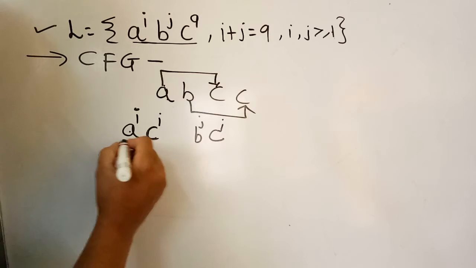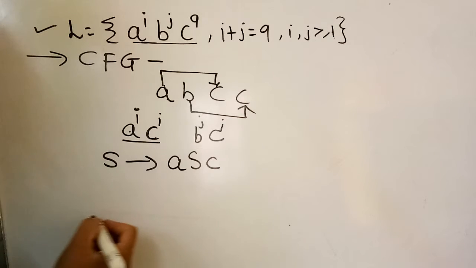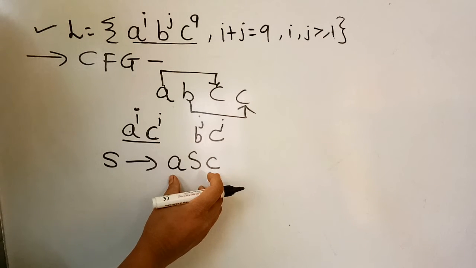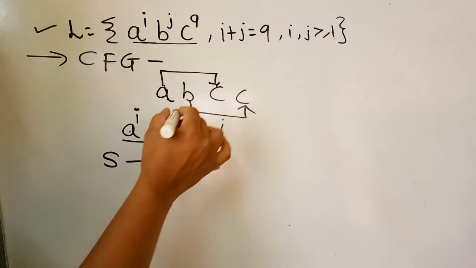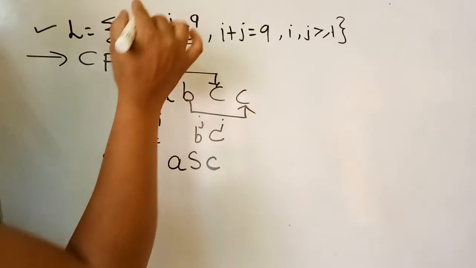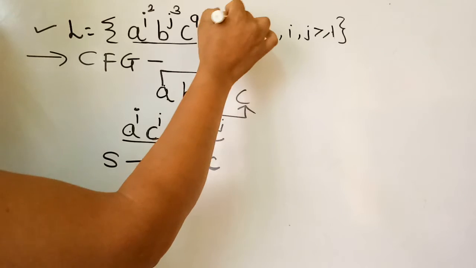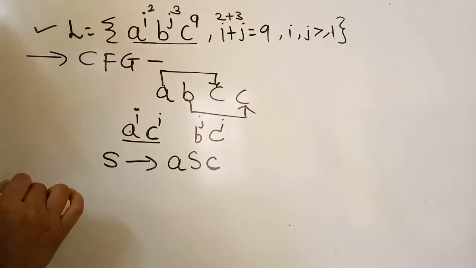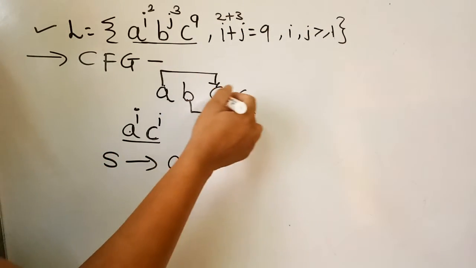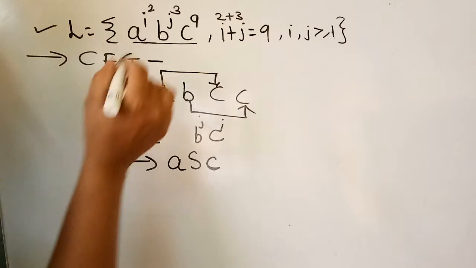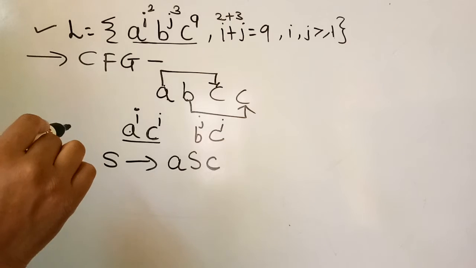Now for this term, we will generate a context-free grammar like ASC. ASC is nothing but an equal number of a's and an equal number of c's. Here it is not an example of equal number of a and b. It may happen that a appears 2 times and j appears 3 times. Then 2 plus 3 equals q, which is the number of times c will appear in your string. So a is 2, c will be 2 times, b is 3, c will be 3 times.